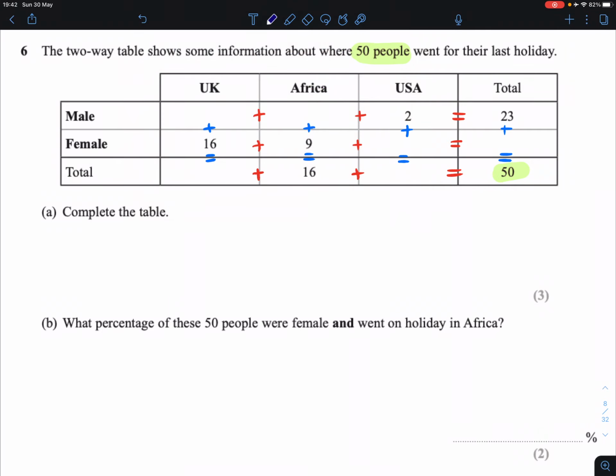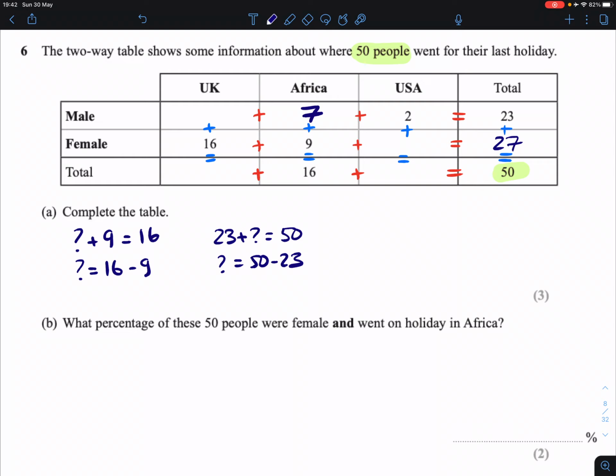So the Africa one, we have something plus 9 is 16, which means that something is going to be 16 take away 9, which is going to be 7. So we have 7 there. Then our totals here, we have 23 plus something is 50. So that something will be 50 take away 23, which is going to give us 27. Next, we look for another gap.